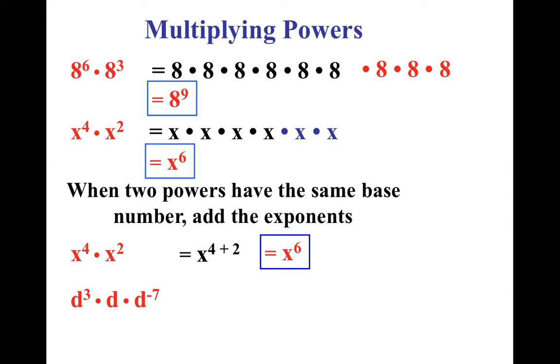Can we do this with negative numbers? Sure. What do you think the answer to this one would be? Do it in your head. Did you get d to the negative third? Good. Notice, can we have negative exponents? You bet we can. And we will definitely talk about that later in another chapter. But my other question is, notice I have d to the third here. How many d's do I have here? 1.